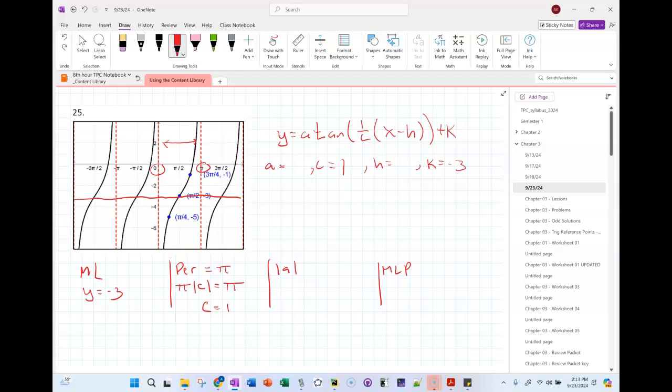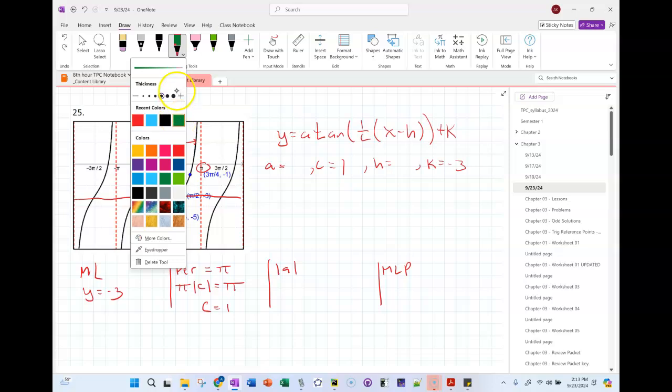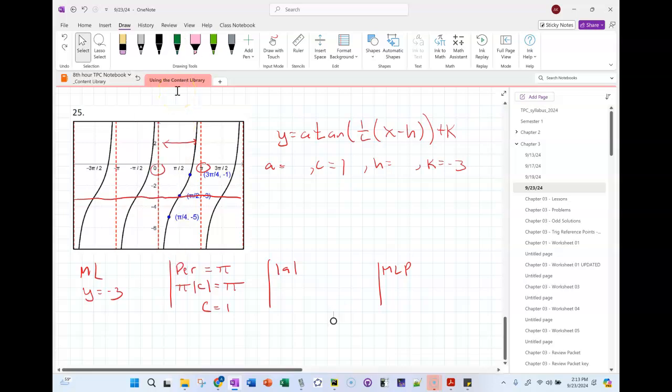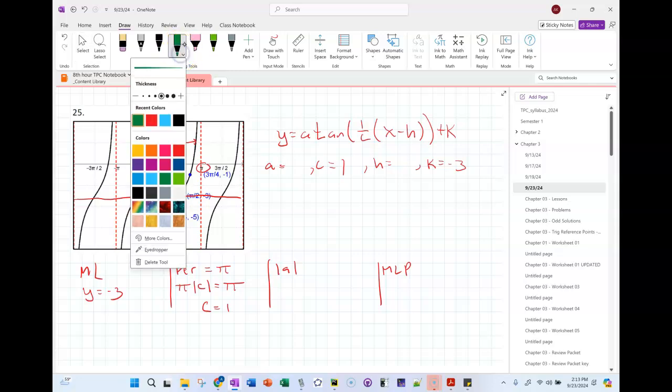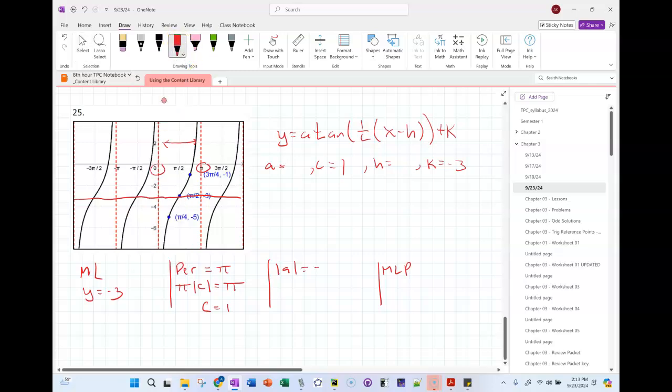Colby! Help me with finding the absolute value of A. What is it? 2 is correct. How'd you get it? It's from the point to the midline. Great. It's the vertical distance from that point to the midline.